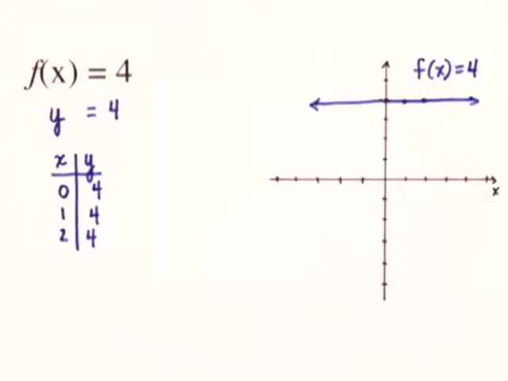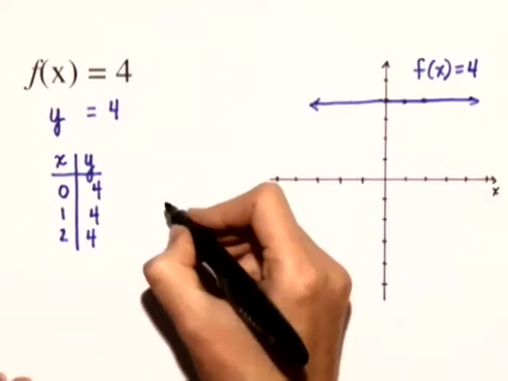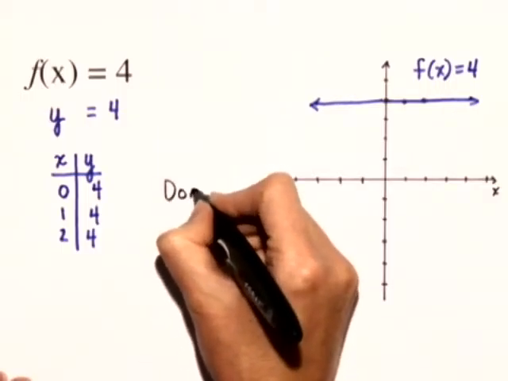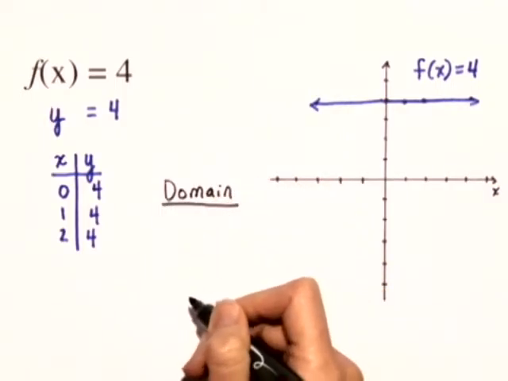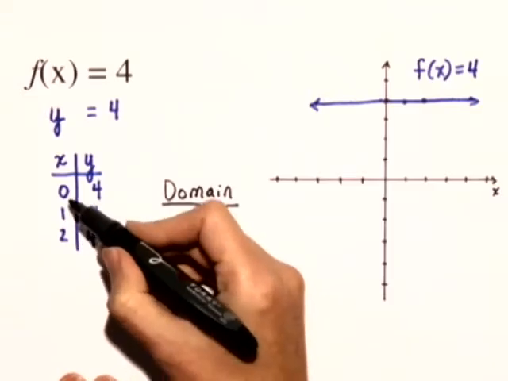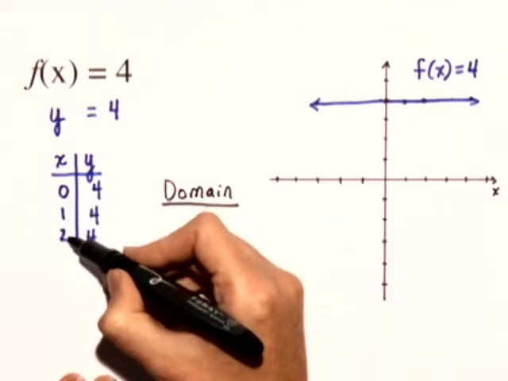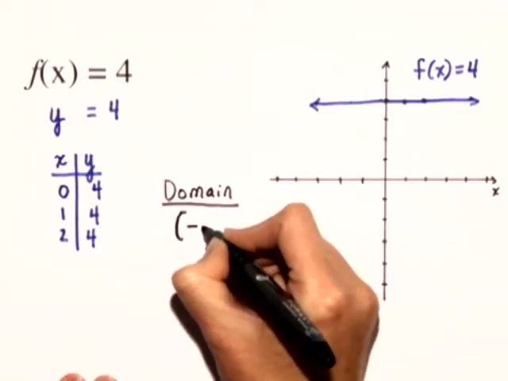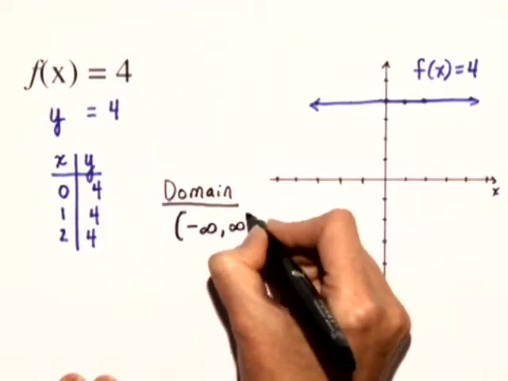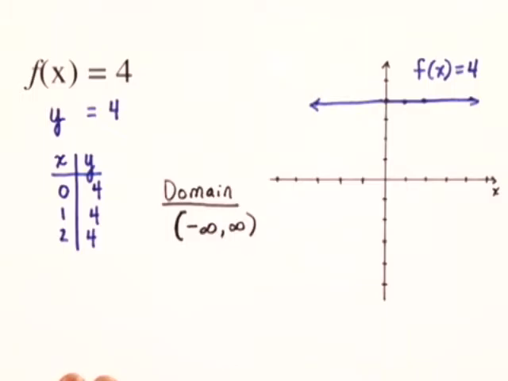Now let's talk about the domain and the range of this function. The domain consists of any values that I can allow x to be. Well, we saw in the beginning of our example that we can really let x equal any value we choose. So we're going to use the values from negative to positive infinity, since x can be any real number.